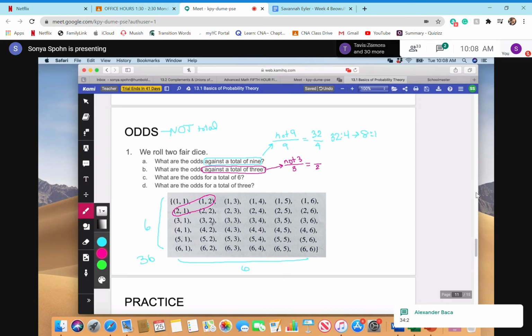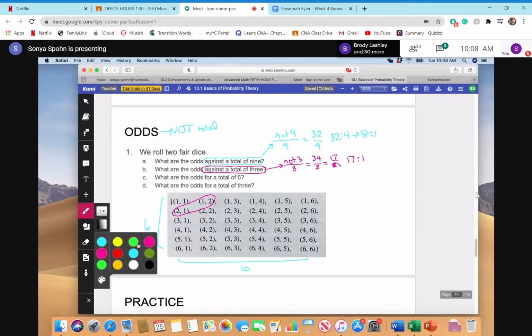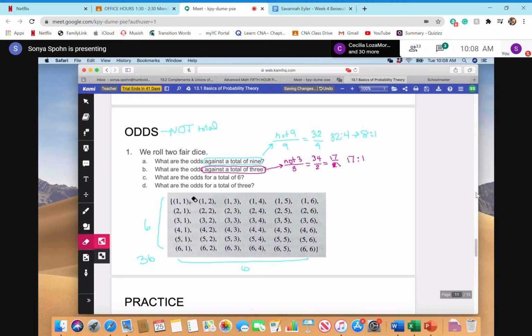Well, you can count them if you want, or you can do basic arithmetic and say if there's 36 total and 2 of them are 3s, then that must mean there's 34 left over. 34 of these are not 3, and 2 of them are 3. Then we can actually take out a 2 out of both of these, like you're simplifying a fraction, right? Oops, that's not a 2, that's supposed to be a 1. Duh. And we would write our odds 17 to 1. Better? No? I don't know. All right, let's try some more.